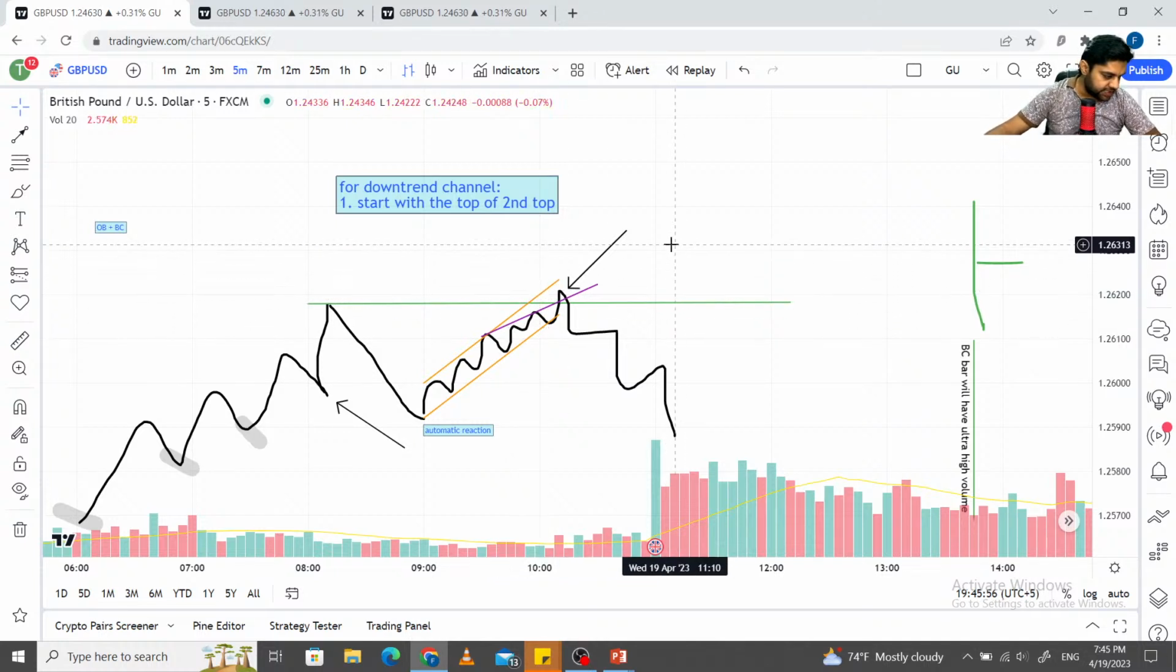Mukul ji is saying, Guruji Adab, today the market is so easy. Yes, Mukul ji, the market is so easy today. It's really easy.